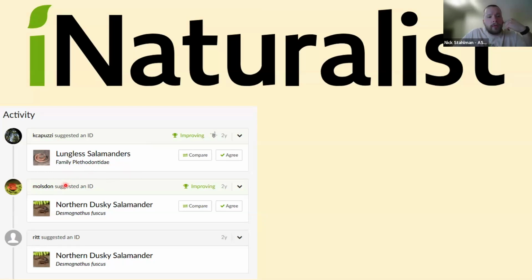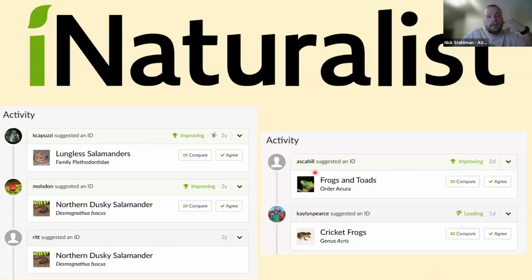And then you have people that can agree. So someone's like, oh wait, it's a northern dusky salamander. And then someone agrees with them and now it's research grade. So this is actually data that can be used in various things. In this case, they didn't know what frog or toad it was. They just knew it was definitely a frog or toad. So they just did order Anura. And someone from that photo was able to figure out that at least it's a cricket frog. And maybe the photo isn't good enough or they didn't get the characteristics to figure out what type of cricket frog, or maybe you can't tell unless you hear it call.